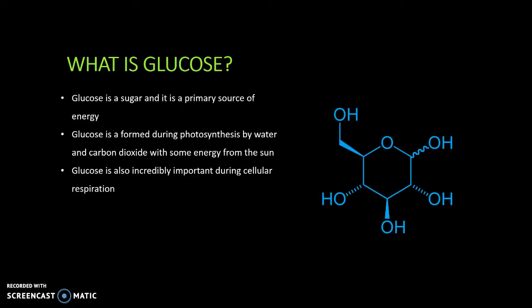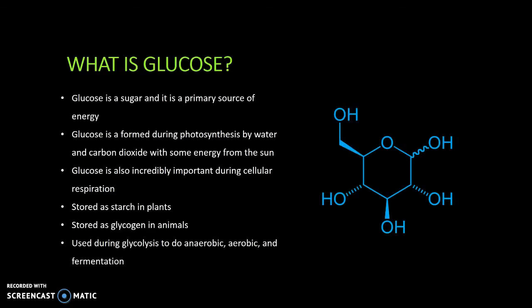It's incredibly important during cellular respiration. It's stored as starch in plants and glycogen in animals, so in the process that we're about to see, you'll see that it refers to glycogen, and that's what initiates the breakdown of glucose. It's used during glycolysis to do anaerobic, aerobic, and fermentation. So that's really important because you can see how valuable it is to the cell and that it's used in almost every single kind of process to produce energy in the cell.